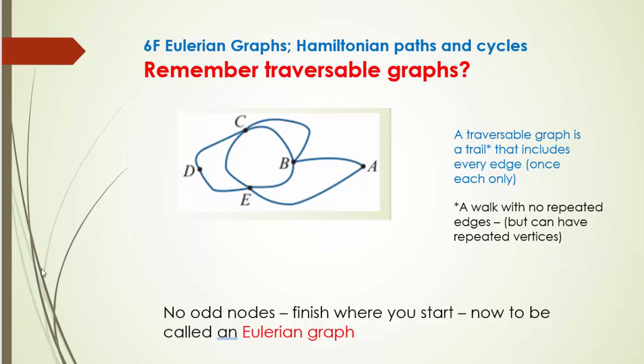A reminder of what a traversable graph is on the right there. It's a trail, and a trail is a walk with no repeated edges. So it's a trail that includes every edge once and once only. The one on the screen has got no odd nodes. A is 2, B is 4, C is 4, D is 2, and E is 4.